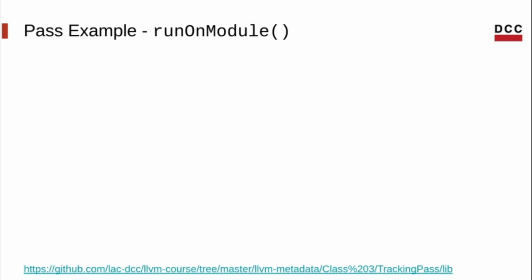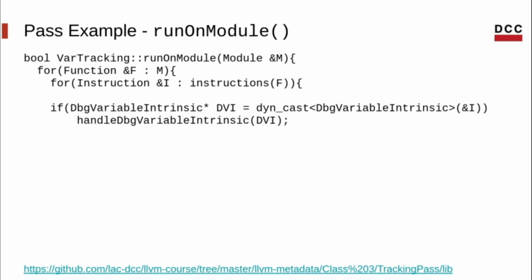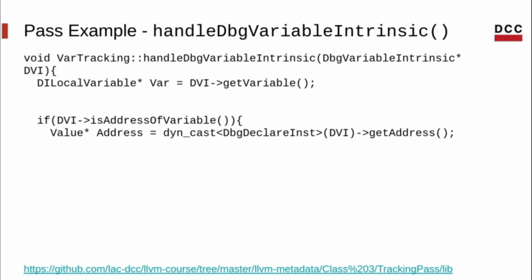Let's show an example of LLVM pass code that handles those intrinsics and prints some information about the assignments of variables. We will iterate over every instruction of a function and build an assignment trace based on the debug intrinsics. In this function, we first get the variable associated with the intrinsic. Then we need to identify if we are dealing with a debug declare or a debug value intrinsic. This can be done using the isAddressOfVariable method, which is true for debug declare and false for debug values. So for debug declares, we can get the address that this intrinsic describes and print it.